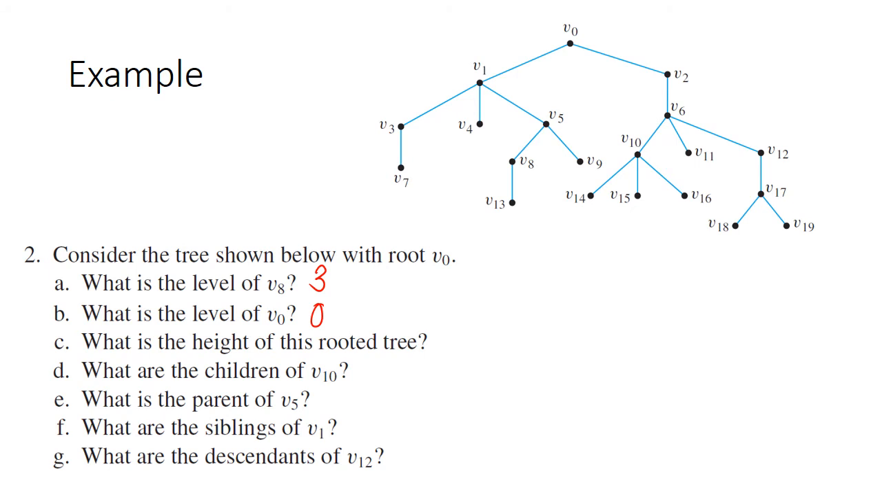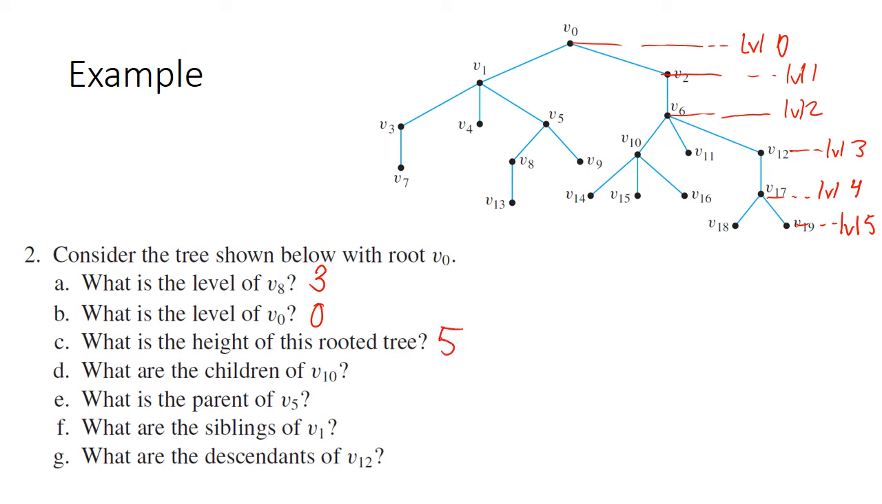What is the height of this rooted tree? If we count the maximum, well, maybe I can just label these levels here. This is level 0, this is level 1, this is level 2, oops, this is level 3, this is level 4, and then this is level 5. Okay, so the height of this tree is 5. And that's also the maximum number of edges that you have to travel from any leaf to get back up to the root.